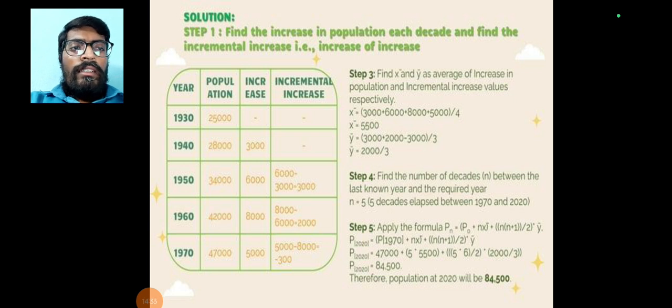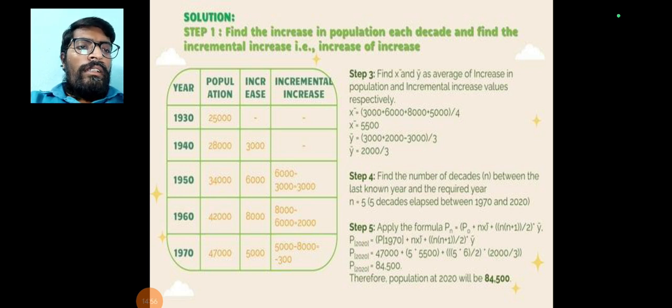Step 4, find the number of decades between the last known year to the required year. So the number of decades is equal to 5 decades, from 1970 to 2020. So apply the formula: Pn is equal to P plus n into I plus n of n plus 1 by 2 into R.